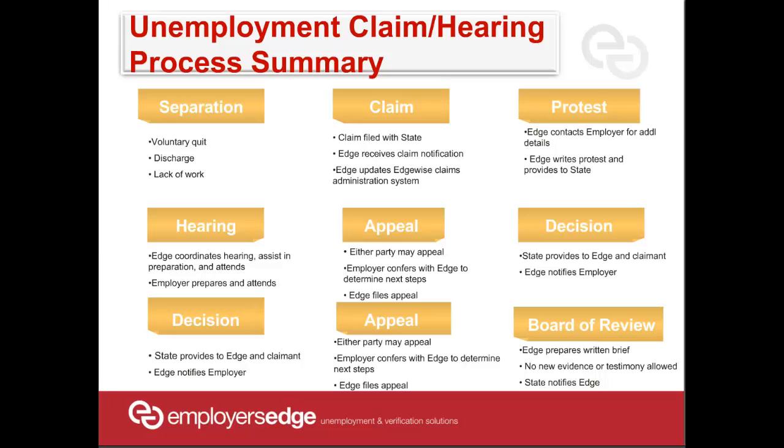The state takes a look at what we said. They take a look at what the claimant says. And they make a decision. That decision is favorable or unfavorable. If it's favorable, it means you win. Claimant is denied unemployment. If it's unfavorable, you lost. Claimant will be receiving benefits. Through due process, either party has the right to appeal that, and then you go to an unemployment hearing.